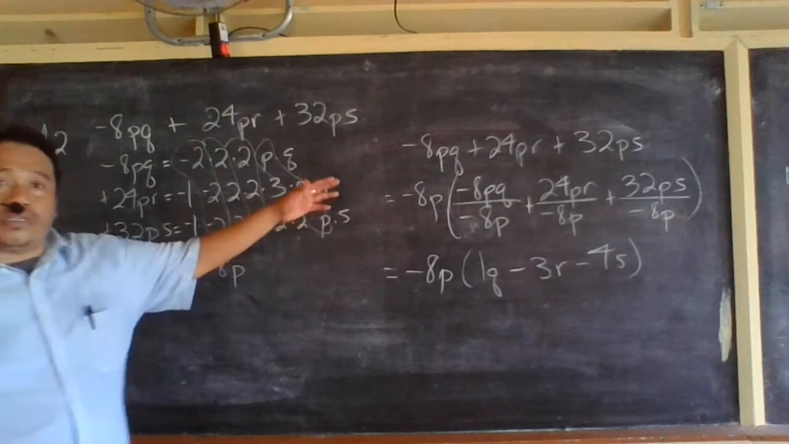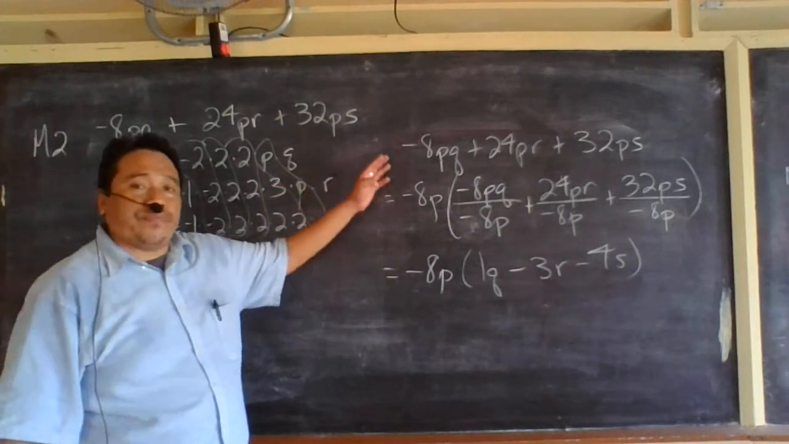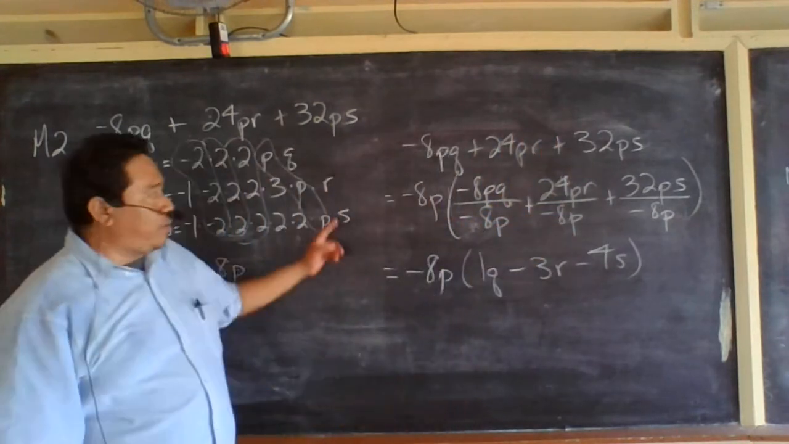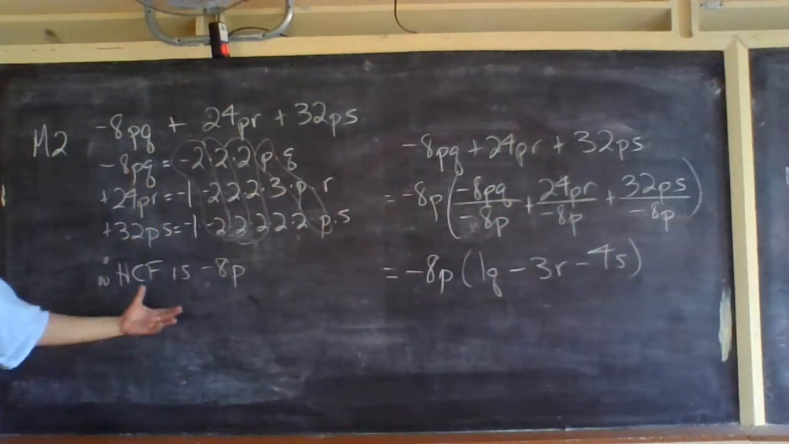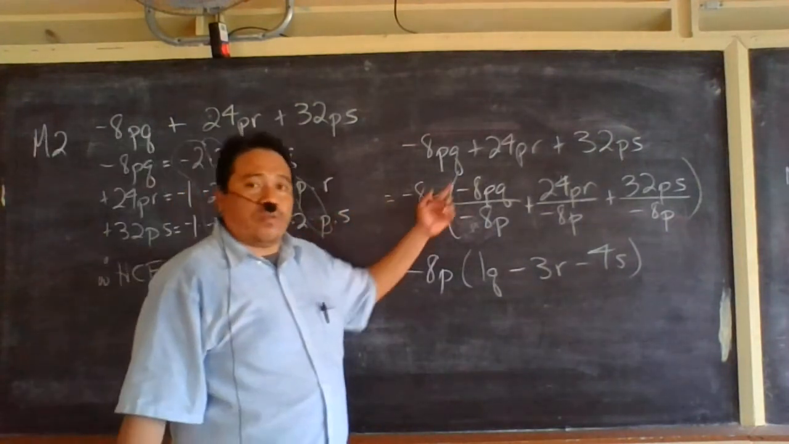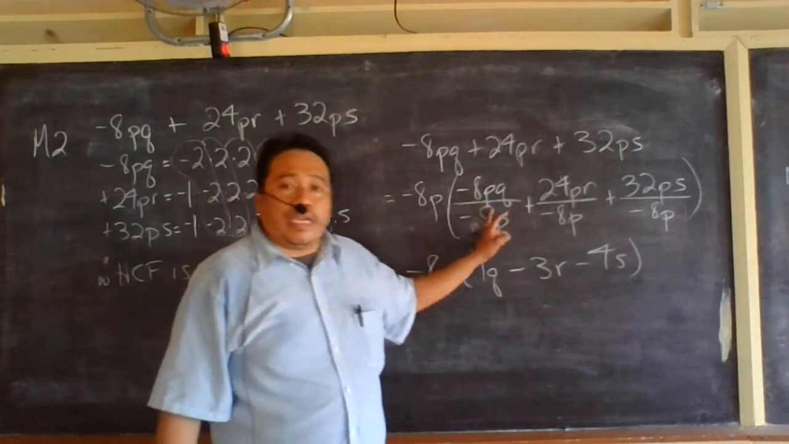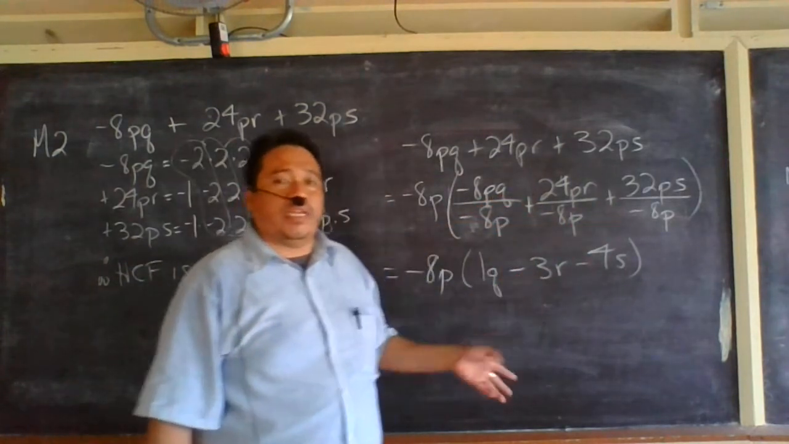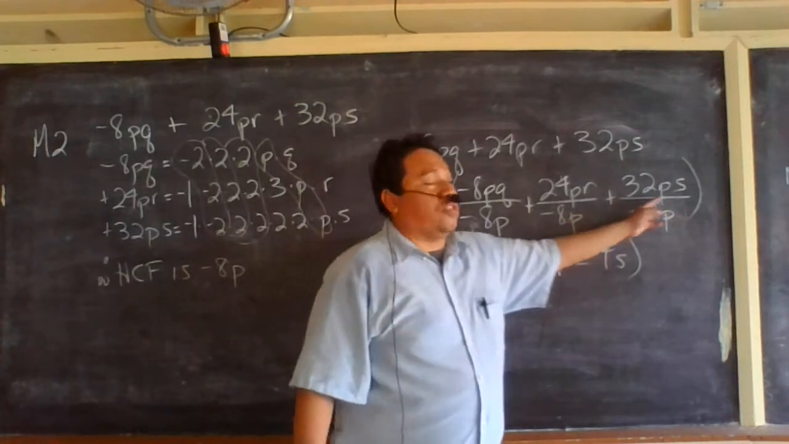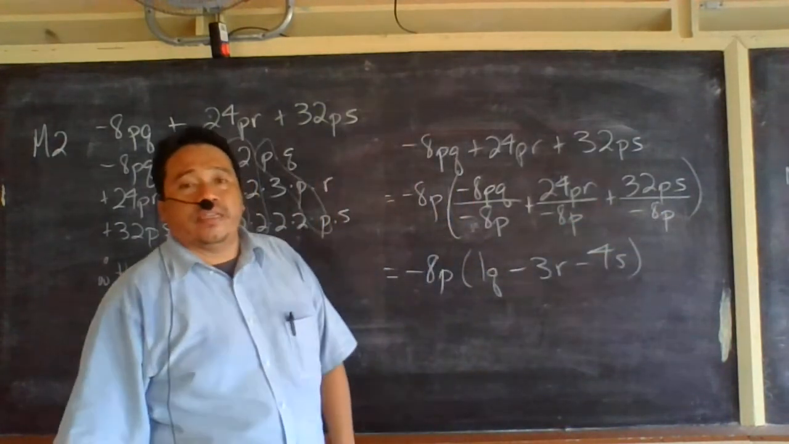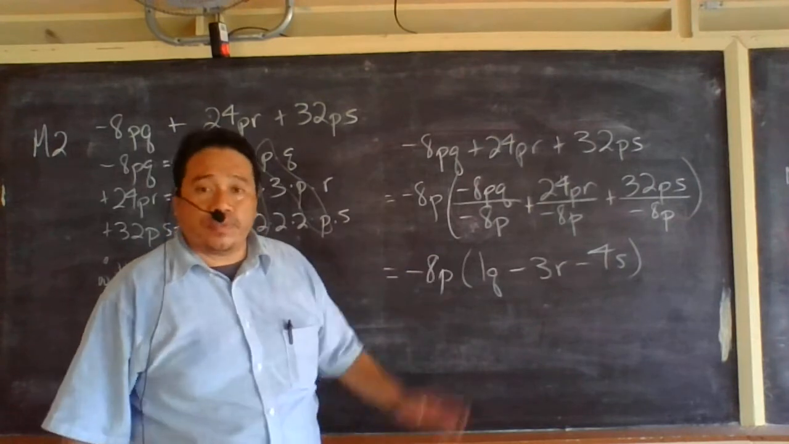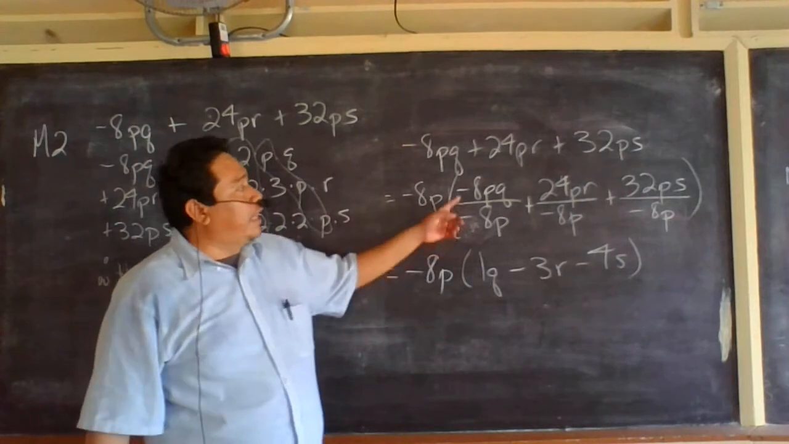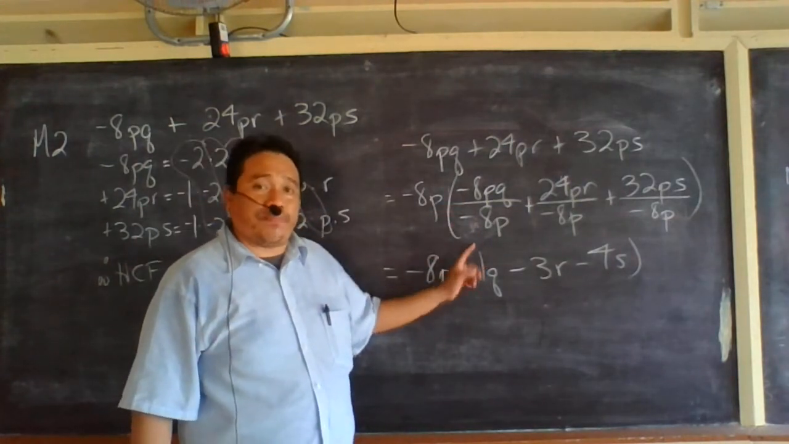So we go back to the question. Negative 8PQ plus 24PR plus 32PS equals, so what is the HCF? Negative 8P. So negative 8P, open bracket, negative 8PQ over negative 8P, positive 24PR over negative 8P, positive 32PS over negative 8P. Close the bracket. So equals negative 8P open brackets, and negative divided by a negative is a positive.